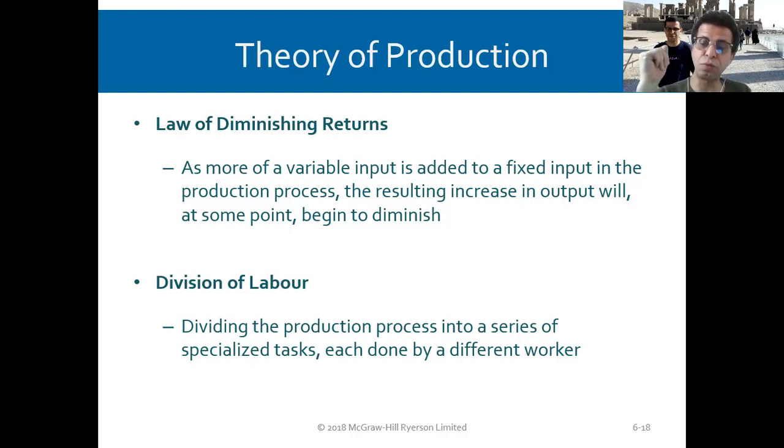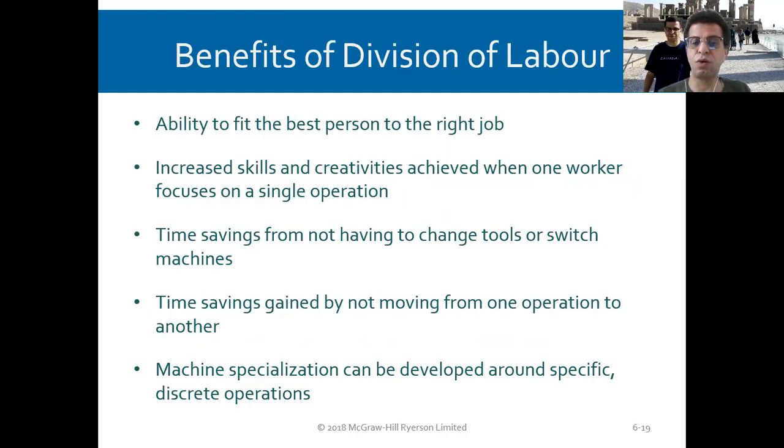So the more variable goods you put, the more variable units you put, the more you produce up to one point, and it starts diminishing after that. In the division of labor, the production process is divided into a series of specialized tasks, each one done by a different worker. So this person will do this thing, A, B, C, D, each one will do the work differently. Now, the benefit of division of labor, why we divide people at work, is the ability to fit the best person to the right job.